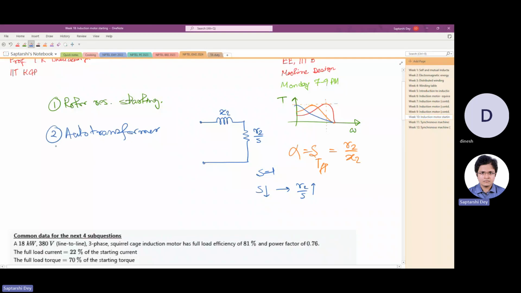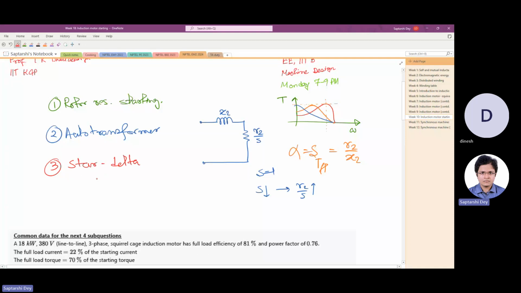We have several problems today. One problem is on auto transformer starting, and I think there are other methods also if you go through the books. Let me see: auto transformer starting, star delta. Yeah, star delta. I will just check if there is anything else. Okay, this doesn't have it. There is a star delta.